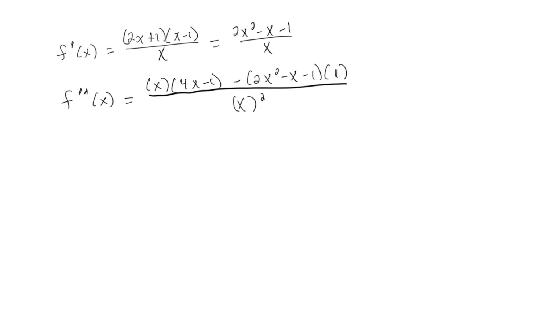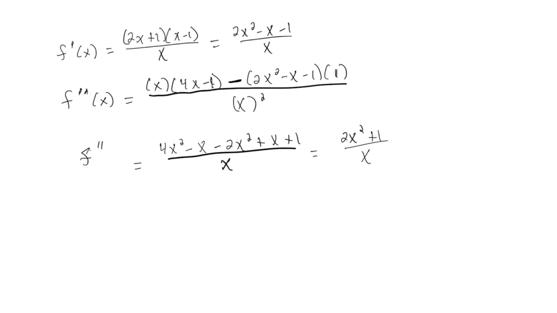So let's do a little bit of cleanup here. So x times 4x minus 1 is going to give me 4x squared minus x. And then when I distribute this negative in the numerator, I'm going to get minus 2x squared plus x plus 1 all over x. And then I'm going to go ahead and do a little more cleanup there. Combining like terms, 4x squared minus 2x squared is 2x squared. And I get negative x plus x, that goes away. And then I get plus 1 all over x. So there's my second derivative.